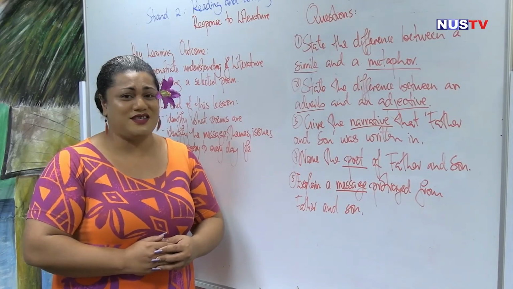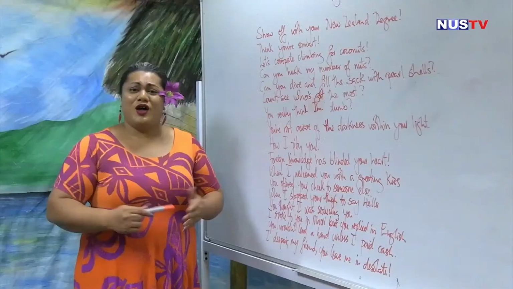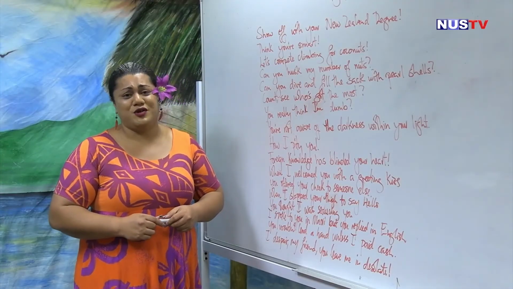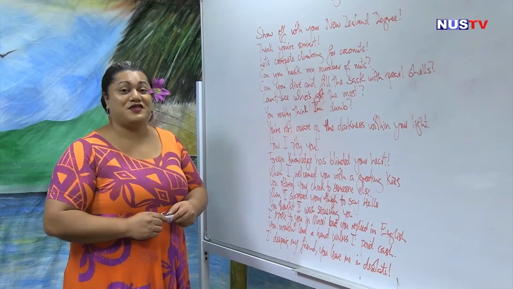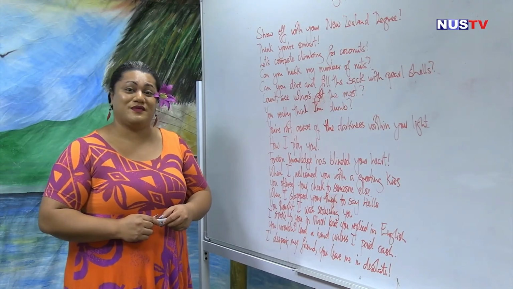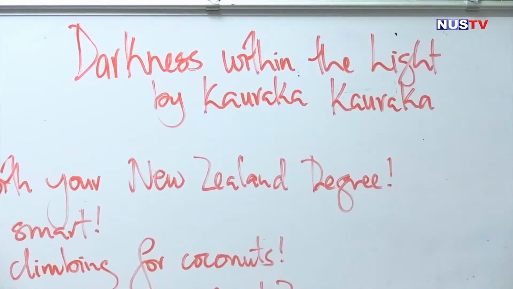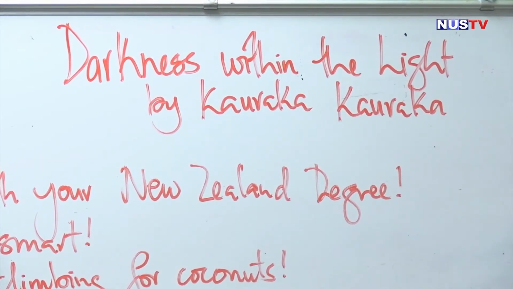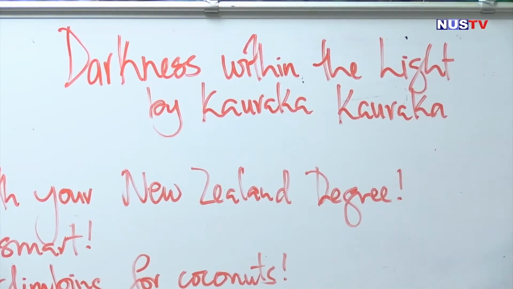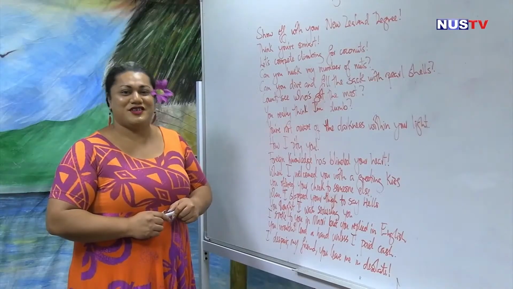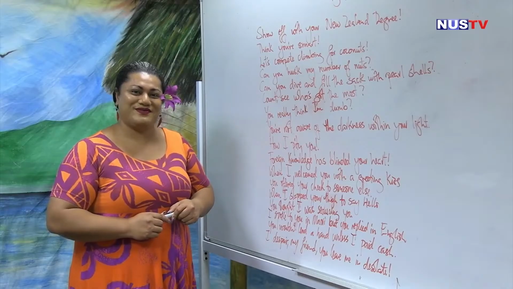Darkness Within the Lights by Karaka Karaka. Okay, everyone, let's look at our chosen poem for today. Our chosen poem is from Cook Islands. It is by the poet named Karaka Karaka. And the title of our poem is Darkness Within the Light. Shall we all read together? Sure.